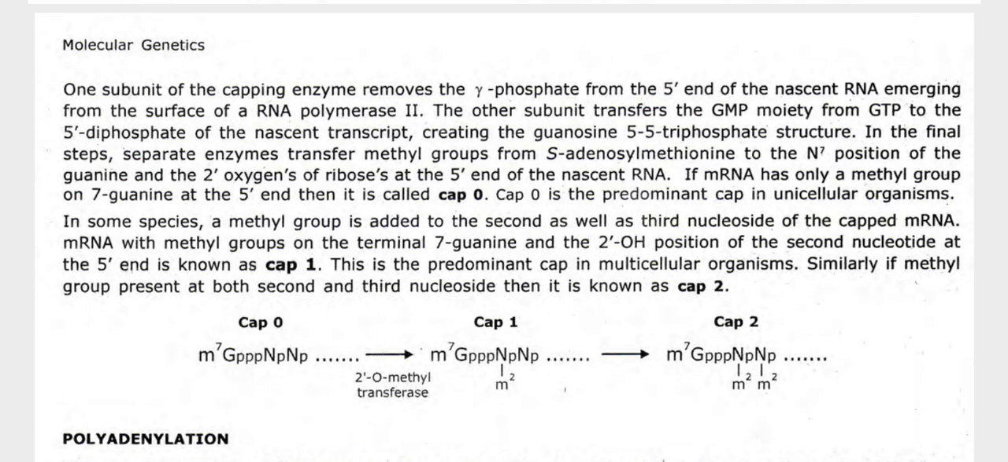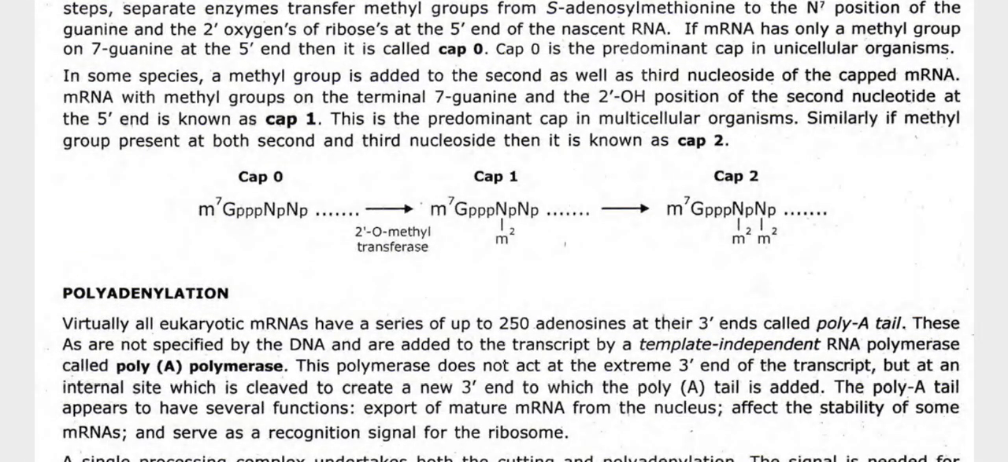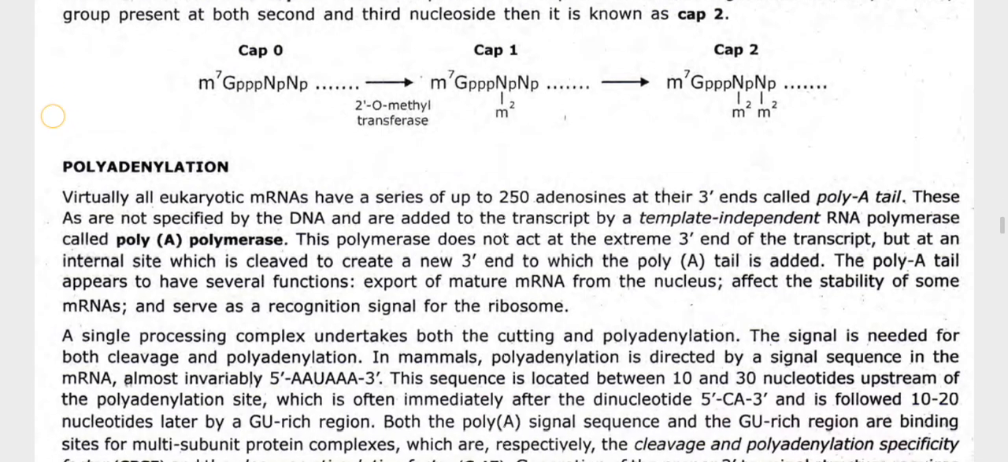This is the predominant cap in multicellular organisms. Similarly, if a methyl group is present at both second and third nucleotides, then it is called cap 2. Cap 0, cap 1 and cap 2.